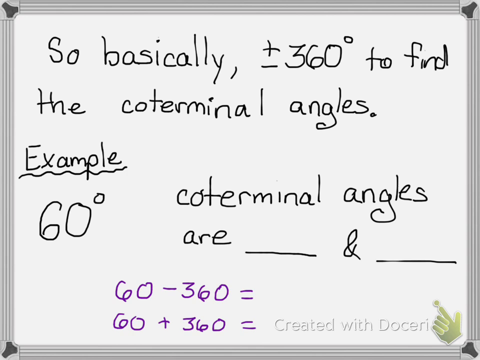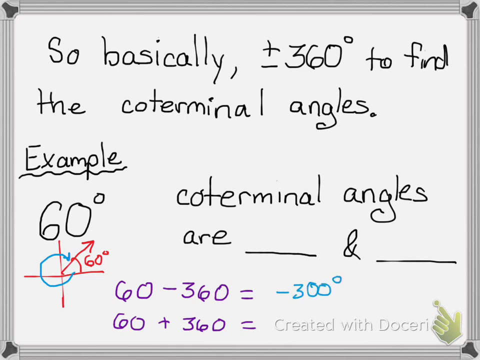Let me give you an example. Let's say we have 60 degrees on that unit circle. We know 60 degrees is going to open up right here, right? That's the positive angle. But guess what? It also has another angle right here. And we're going to figure out what that angle is. So what we're going to do is say 60 minus 360, which gives me negative 300 degrees.